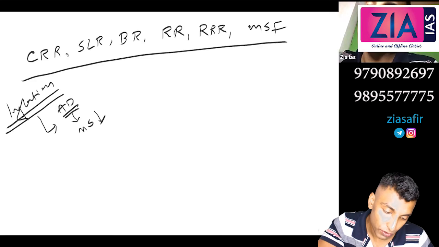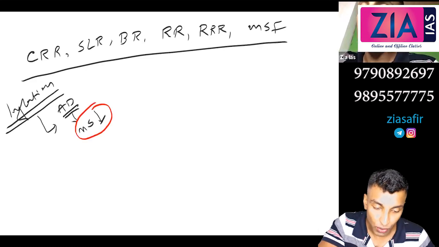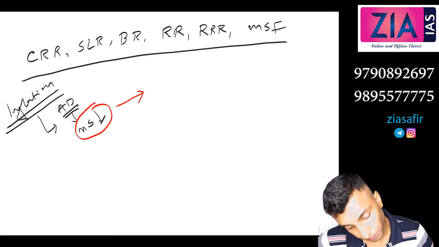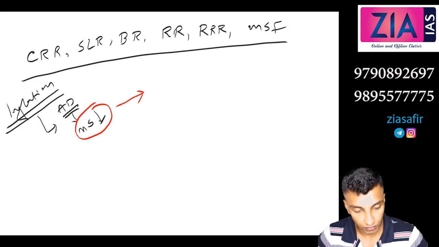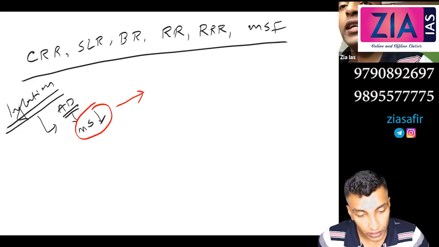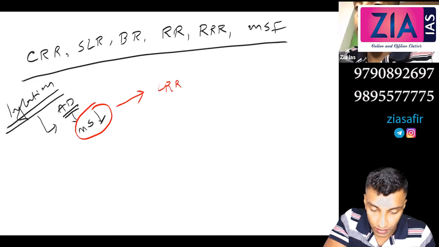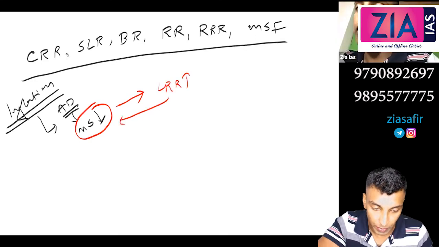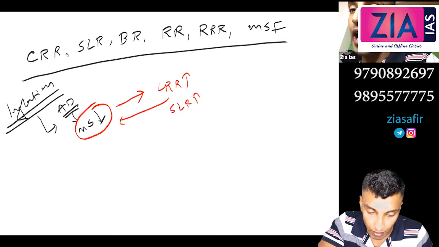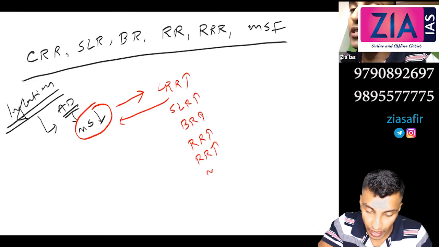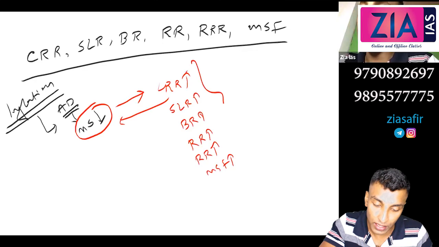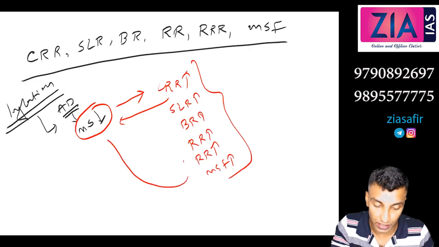So what is the objective of RBI now? Reduce money supply. So what operation will you do now? You will increase all policy rates. You will increase CRR. CRR increase will reduce money supply. SLR you increase. Bank rate you increase. Repo rate you will increase. Reverse repo rate you will increase. MSF you will increase. By increasing all these rates, you can reduce money supply.